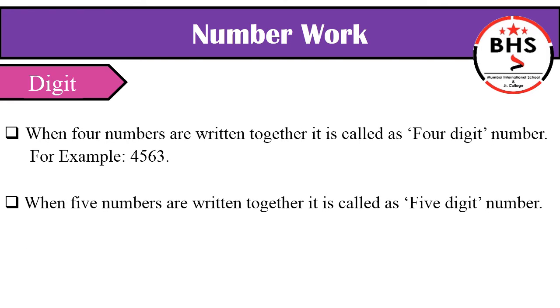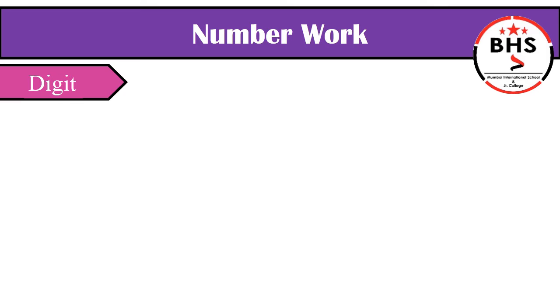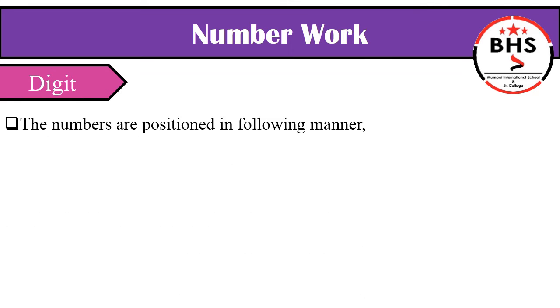When 5 numbers are written together, it is called a 5-digit number. For example, 3, 0, 5, 6, 1. Children, here the numbers 3, 0, 5, 6 and 1 are written together, so it is called a 5-digit number. Now let us move ahead. The numbers are positioned in the following manner.